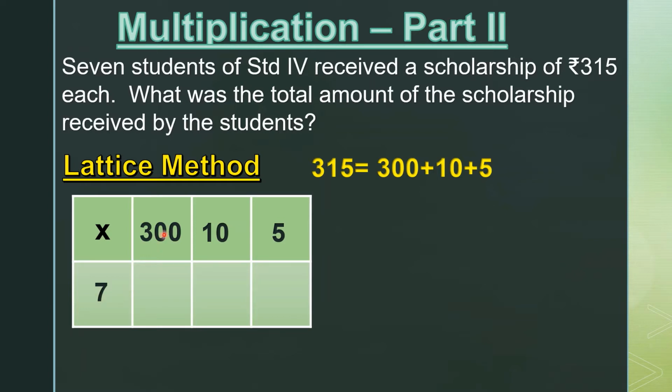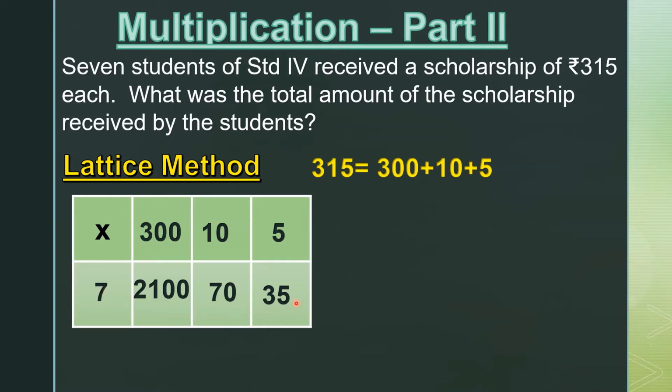First let us multiply 7 into 300. When we multiply 7 into 300, we get 2100. We write in this column. Now we multiply 7 by 10. 7 tens are 70. So we write that here. 7 fives are 35. So now we have got 3 products.